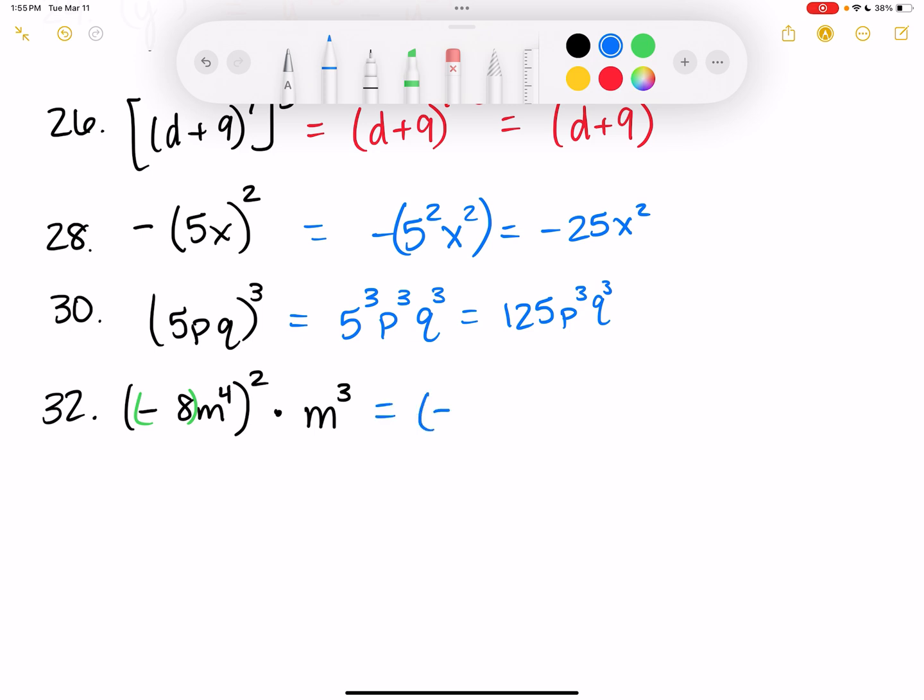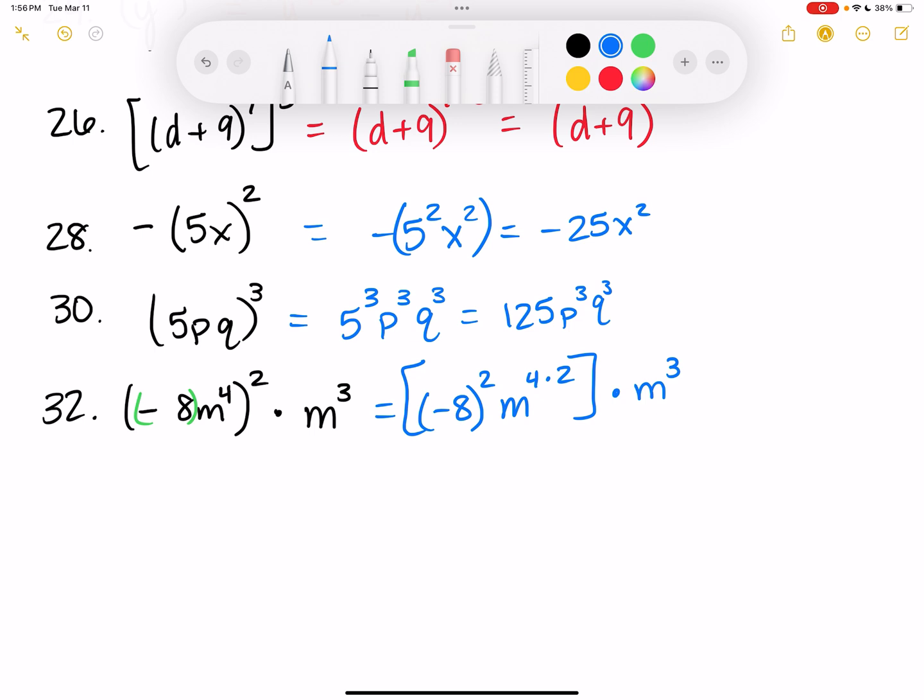Negative 8 what? Squared. Then what? M to the 4th, to the 8th. So the 4 times 2. I'm going to bracket this off because there's a lot happening, times m cubed. I'm just keeping that part with me.